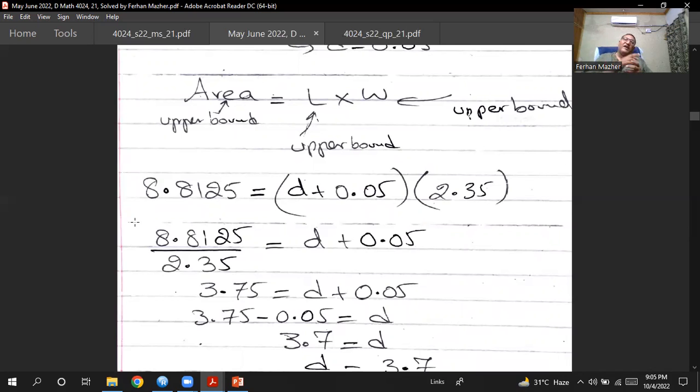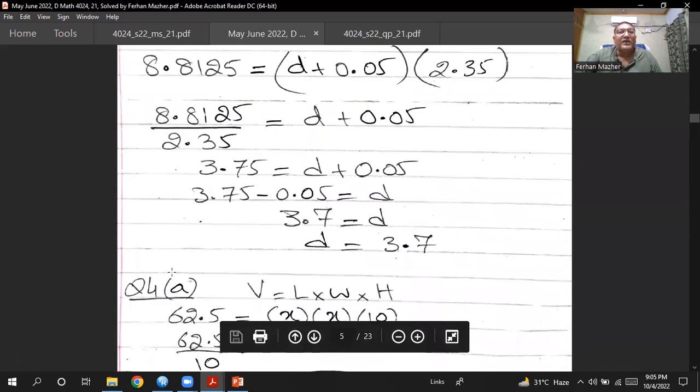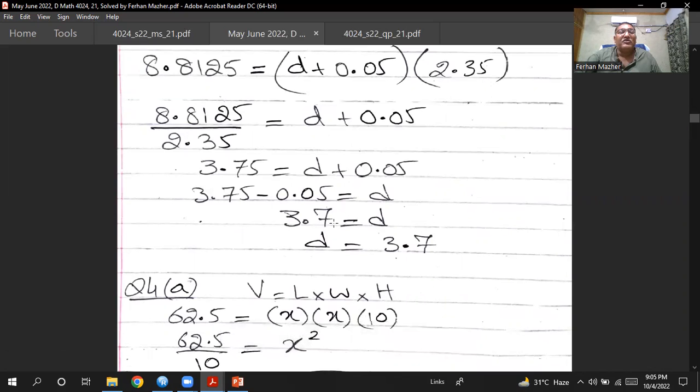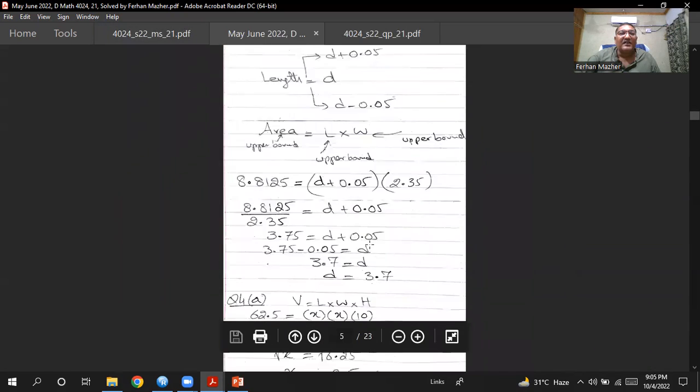Take this 0.05 to the other side, it will be subtracted on the other side. So you will have 3.75 minus 0.05 equals d. So it will be 3.7. D equals 3.7. So the value of d will be 3.7. So this is how you will do this part.